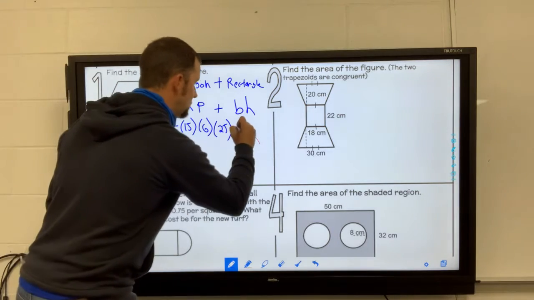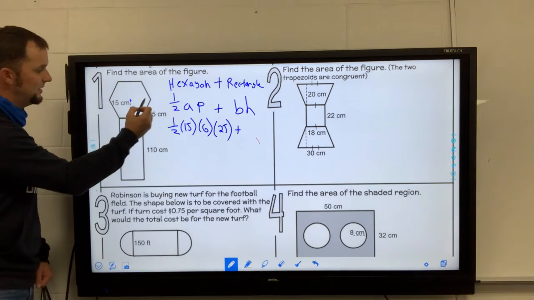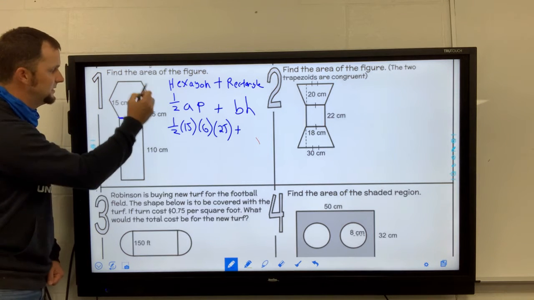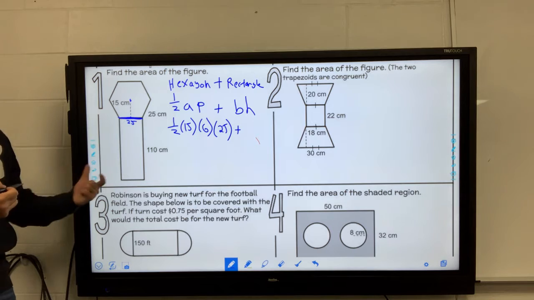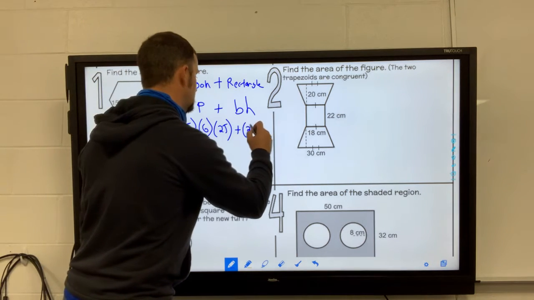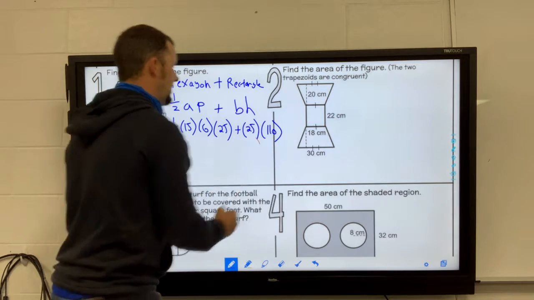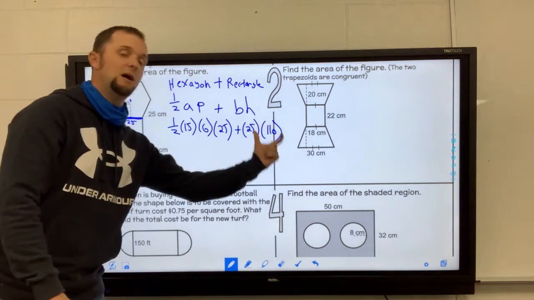So now I need to add the area of my rectangle. Well, I know each one of these sides is 25, so that means this side right now is one of the sides of the hexagon, so this is going to be 25. So I literally just have to do base times the height. So I'm going to do the base times the height, which is 110. So ladies and gentlemen, this is the area of the hexagon, and this is the area of my rectangle.